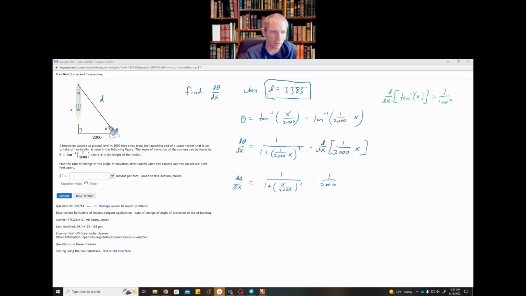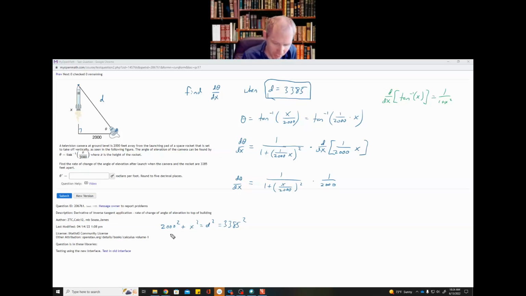but since I don't know the angle theta, I think that using a trig function is going to be more complicated. So I'm just going to use the Pythagorean theorem and say, okay, 2,000 squared plus x squared equals d squared, but in this case I have a number for d, 3,385. Okay, so let's go ahead and square those out.